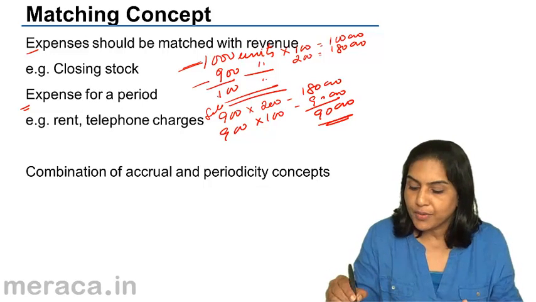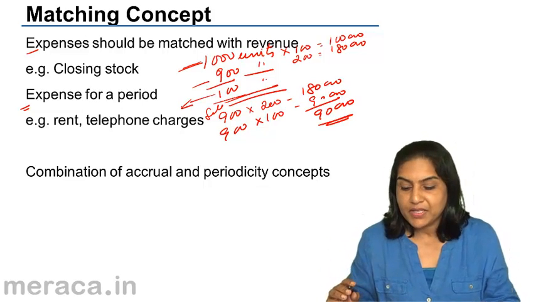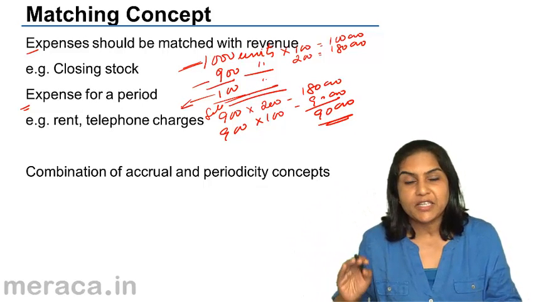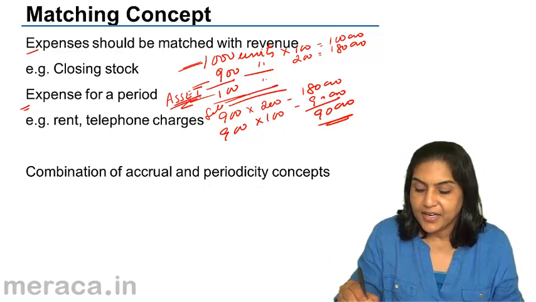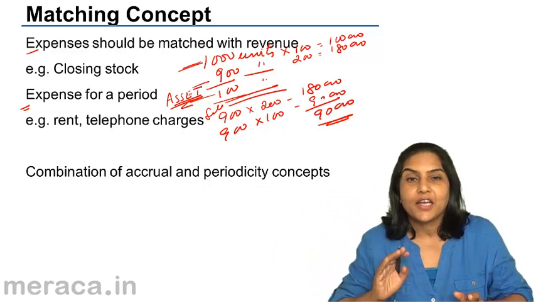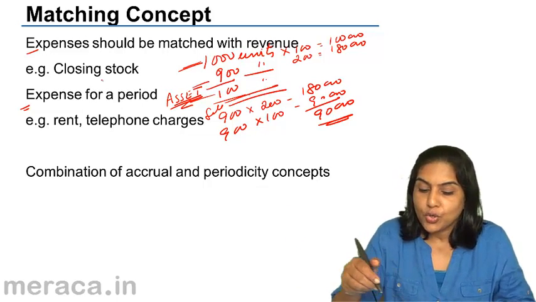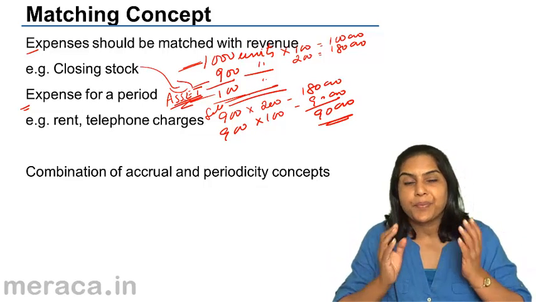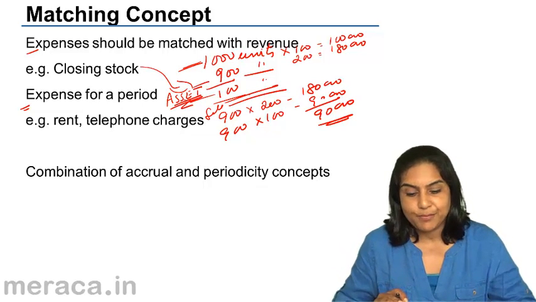So what happens to the balance of 100 units? These 100 units are not an expense because they are going to be sold in the next year. It is an expense for the next year, and therefore it is an asset in the current year. It is not an expense for the current year. It will be an expense for the next year. This is called closing stock, closing inventories. It would be taken as an asset in the balance sheet, and in the next year it would become an expense.